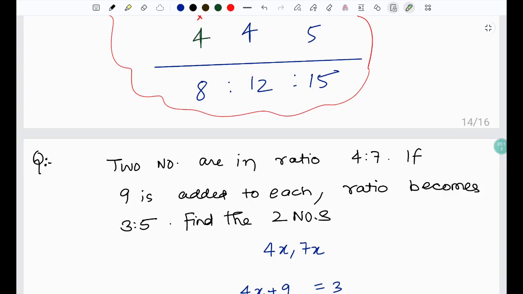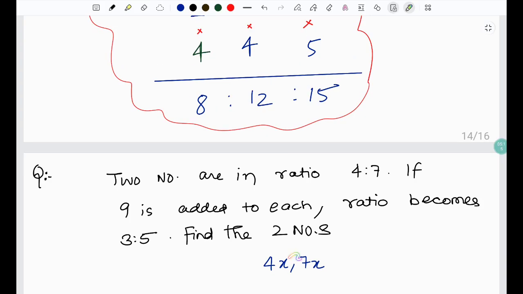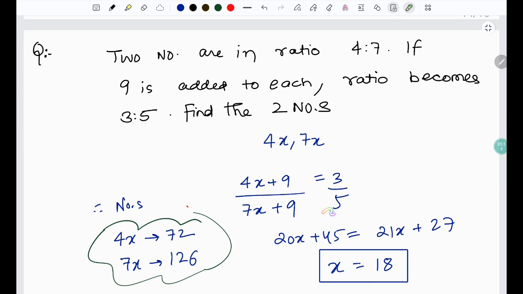Let's see. What we'll be doing is we'll write the numbers in the form of 4x and 7x, where 4x by 7x is 4 by 7. Now if 9 is added, the numbers will be increased by 9, and this ratio is given as 3 by 5. Doing this, x came out to be 18, so 4x, our first number, becomes 72, and 7x, our other number, becomes 126. So 72 and 126 are these two numbers.